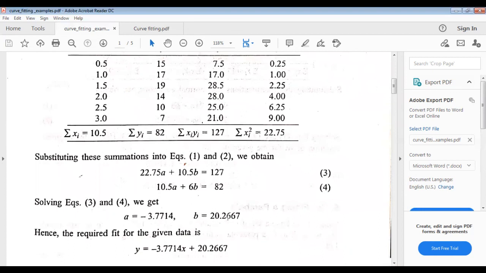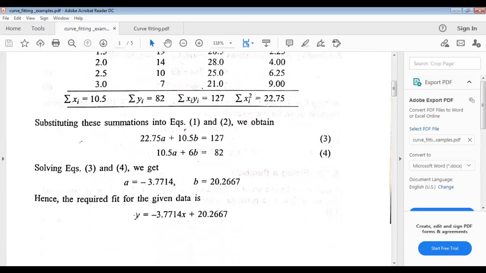So solving these two equations, we get the values of a and b as a equal to minus 3.7714 and b equal to 20.2667. So we have the equation y equal to ax plus b, and it is y equal to minus 3.7714x plus 20.2667. This is how we fit a straight line to a set of data which is given.